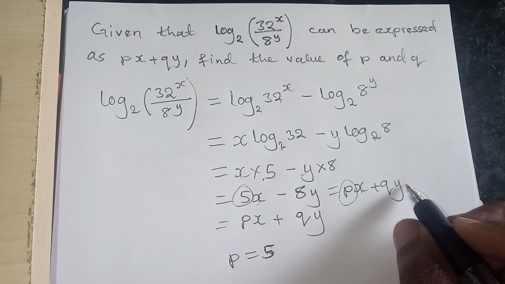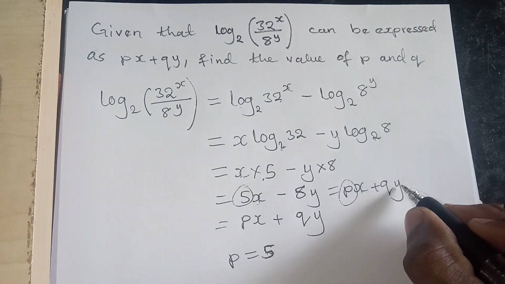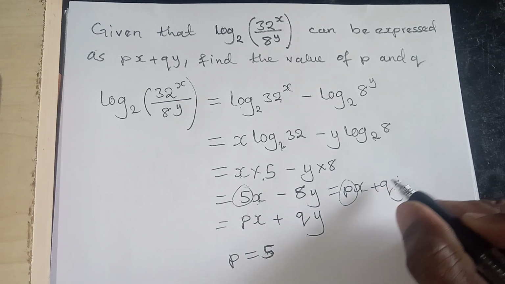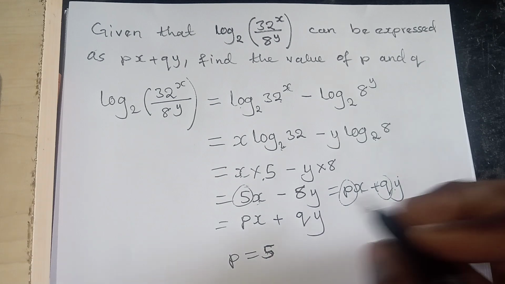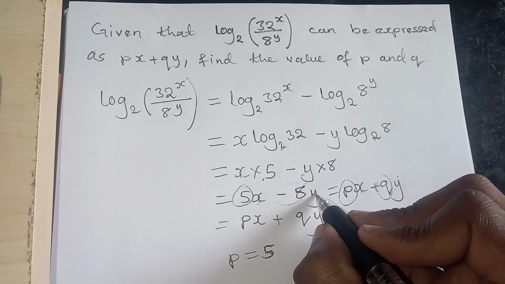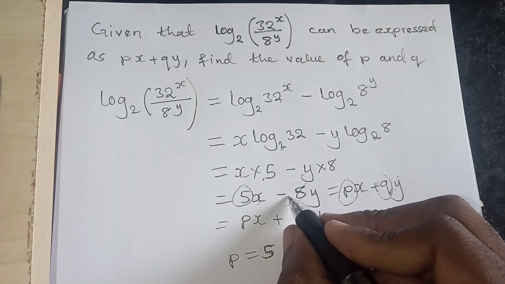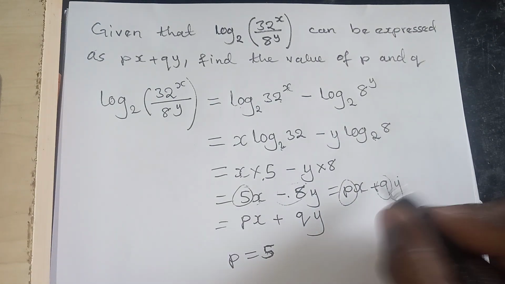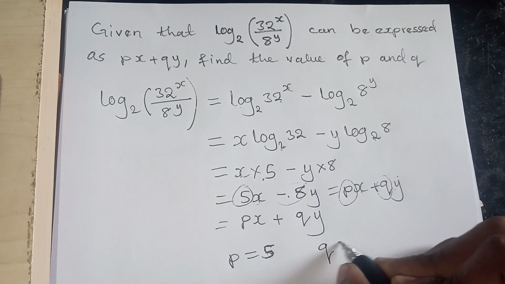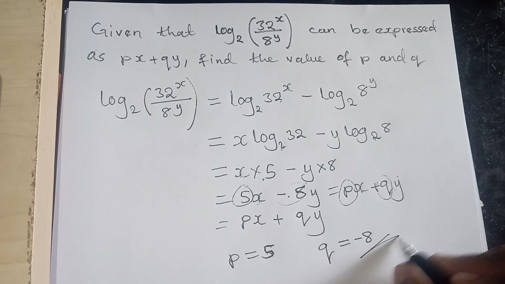And then the same applies to this. The coefficient of y, which is q, is the same as the coefficient of y this side. Don't forget the negative because we have a plus here. So that means q is equal to -3, and you're done.